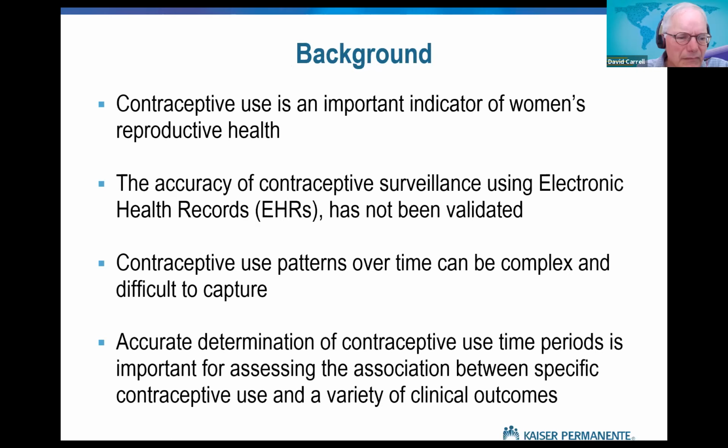So contraceptive use is an important indicator of women's reproductive health, but the accuracy of contraceptive surveillance using electronic health records has not been validated. Contraceptive use patterns over time can be extremely complex and difficult to capture, but accurate determination of contraceptive use time periods is important for assessing the association between specific contraceptive use and a variety of clinical outcomes.